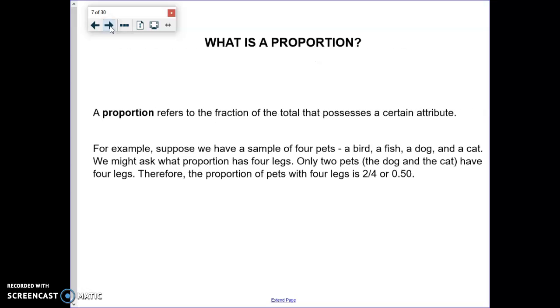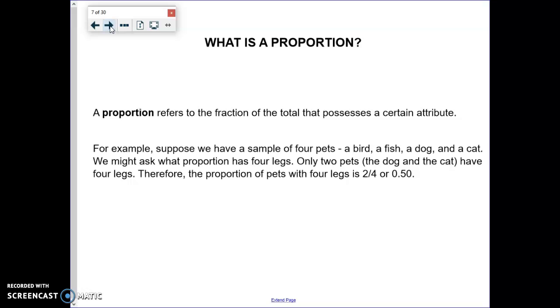Just to reiterate, we talked about categorical data in the first semester, but what is a proportion? You can stop these videos at any time, pause and read through this, take notes, or skip over if you already understand this. A proportion just refers to the fraction of the total that possesses a certain attribute. In this example, you have 4 pets: bird, fish, dog, and cat. What proportion of those pets have 4 legs? Well, the dog and cat do. So the proportion of pets that have 4 legs would be 1/2, 2/4, or 0.5.